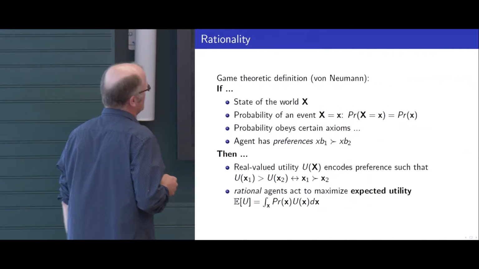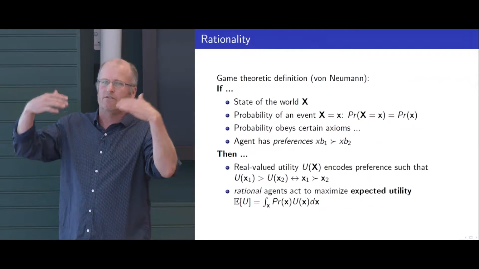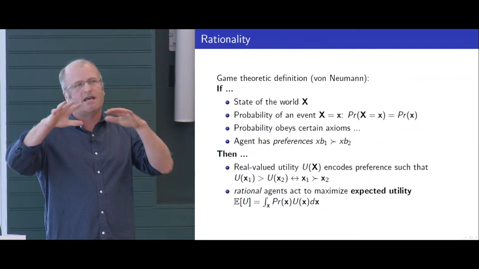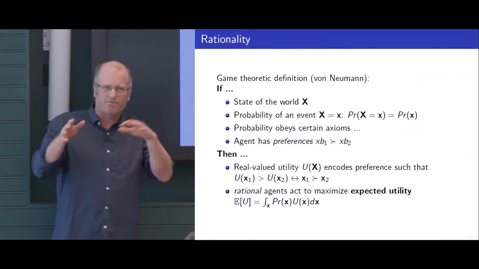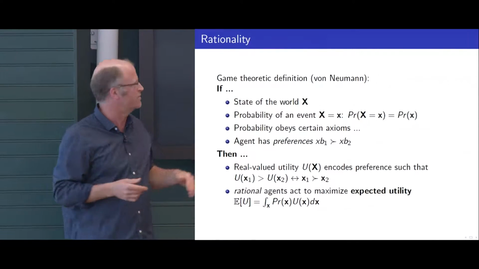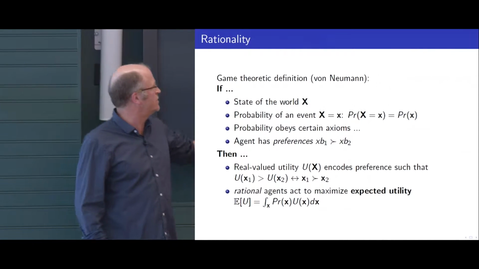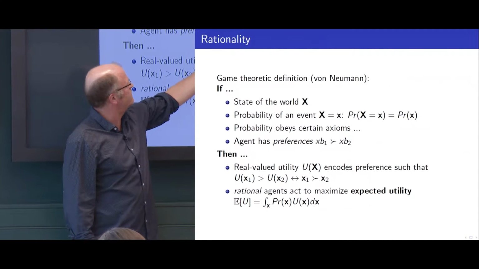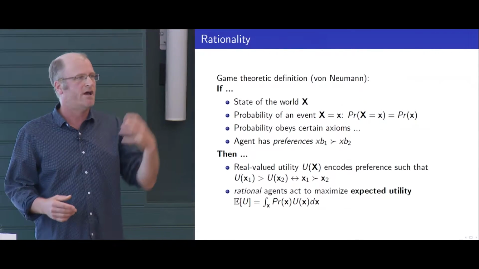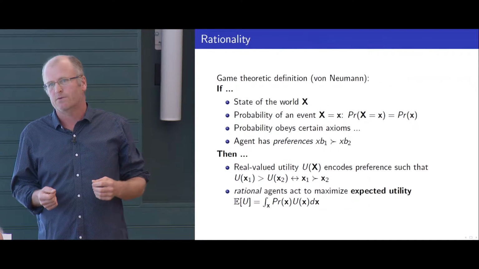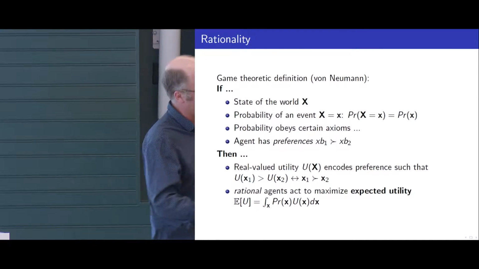For rationality, you need a couple of assumptions. You need to be able to estimate probabilities of events, and the probabilities have to obey certain axioms. So we haven't talked about the axioms of probability, but they have to work like probabilities work. And then the agent has to have preferences. So if there's two alternatives, this should be boldface X1 is preferred to boldface X2. I would rather have X1 than X2. Okay, so I'd rather have a Ferrari than a Lada.